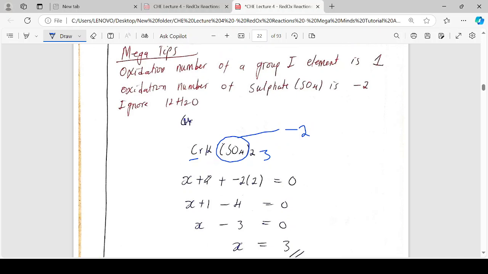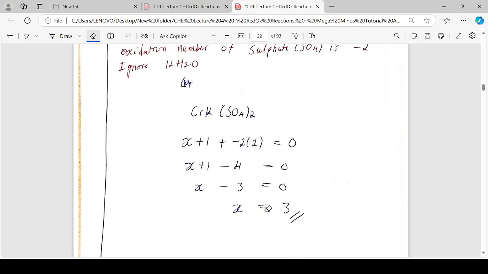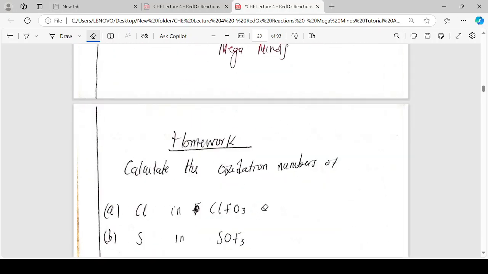Okay, so the oxidation number of chromium is X, we don't know, potassium is 1, sulfate is -2, and then we multiply by 2. What's our power? There's no power here, meaning you equate everything to 0. So this is how 3 was found.